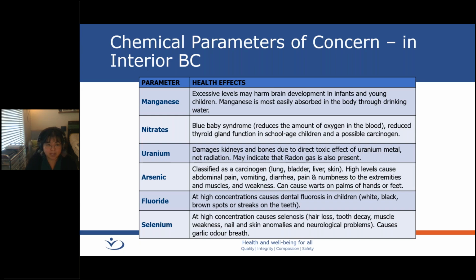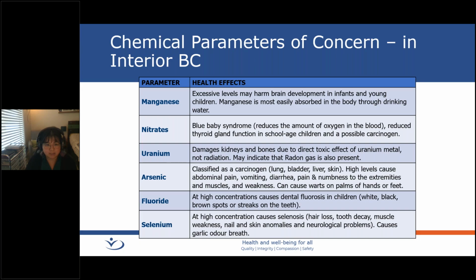Also, next we have nitrates. So in high levels, it can cause blue baby syndrome, which reduces the amount of oxygen in the blood, reduce thyroid gland function in school-age children, and is a possible carcinogen. And next we have uranium. It could cause damage to kidney and bones due to direct toxic effect of uranium metal and may indicate that radon gas is also present. And then we have arsenic, which is classified as a carcinogen in the lung, the bladder, the liver, and the skin.